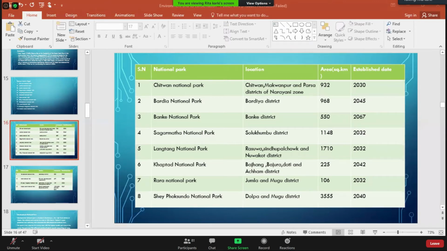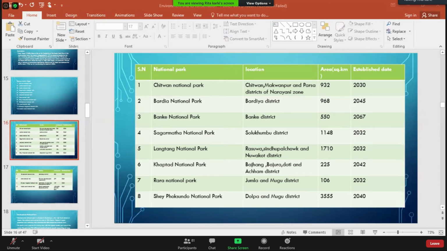Yes, someone is raising a hand. Pravesh, is there any problem? Pravesh Thapa? Ma'am, mistakenly. Okay. No problem.